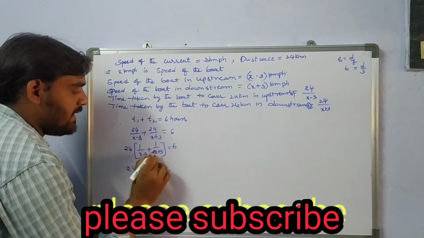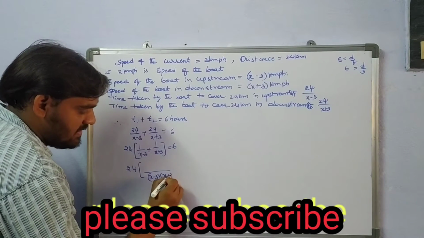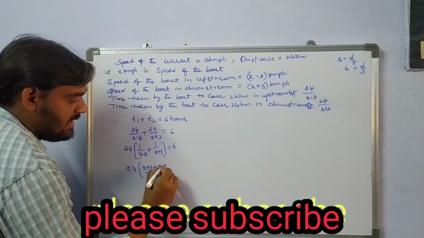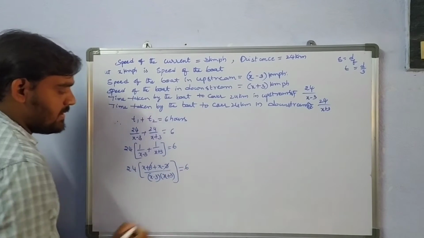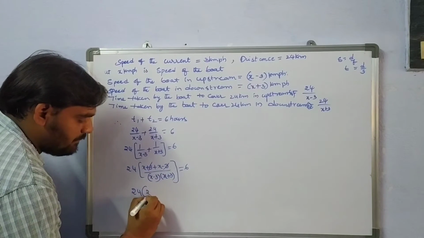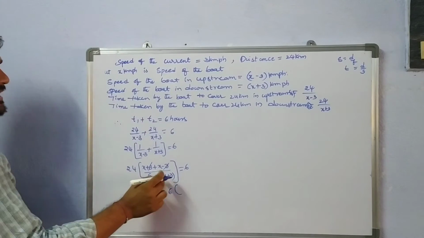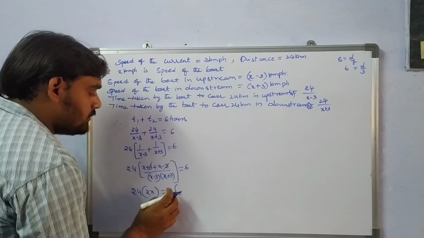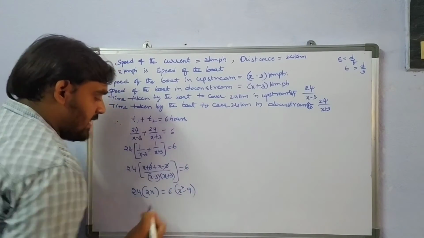Now, take the LCM: x minus 3 into x plus 3. At that time here we will get x plus 3 plus x minus 3. Minus 3 plus 3 gets cancelled, is equal to 6. Now 24 into x plus x, 2x, is equal to 6 into a minus b into a plus b, a square minus b square. Here it is dividing, so after the equal sign, it will multiply by 6. So this will become x square minus 9.